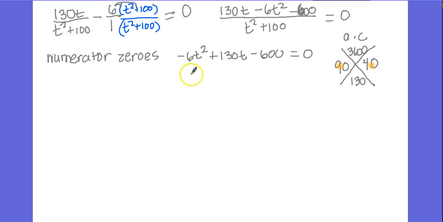Okay, so now I'm going to rewrite negative 6t squared plus 90t, and I'm highlighting my 90, plus 40t. Make sure your t's have tails on them so they don't look like plus signs.